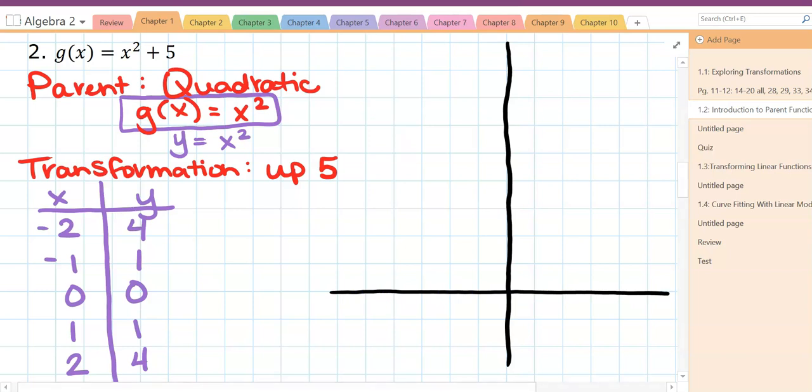Okay, I'm going to start with my parent graph. So those would be the points that I put in that T-chart. So -2, +4, -1, 1, 0, 0, 1, 1, and 2, 4. Since we knew that it was quadratic to start with, I said that it should form kind of that curved U or curved V shape, however you want to think about that.